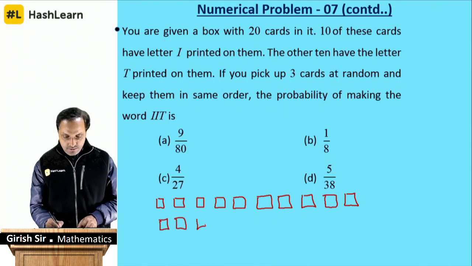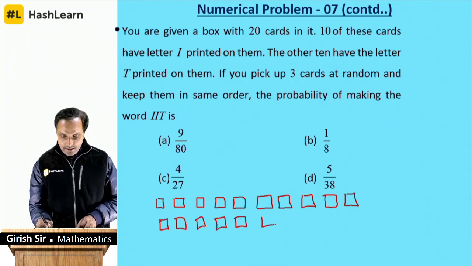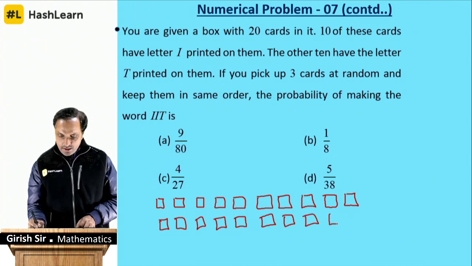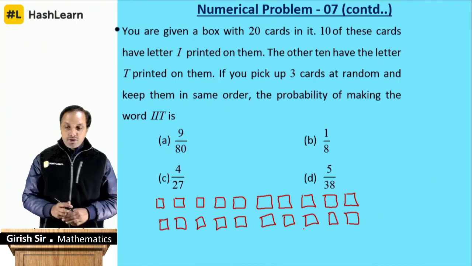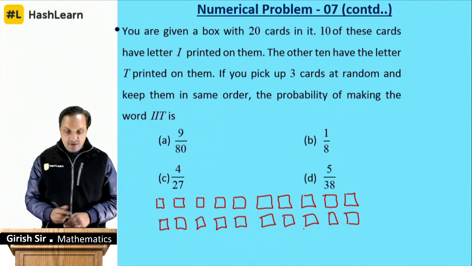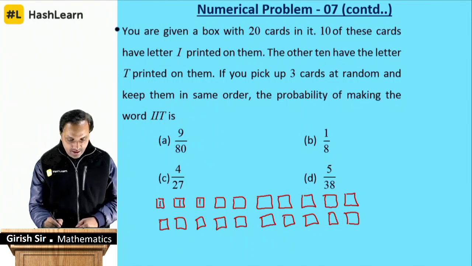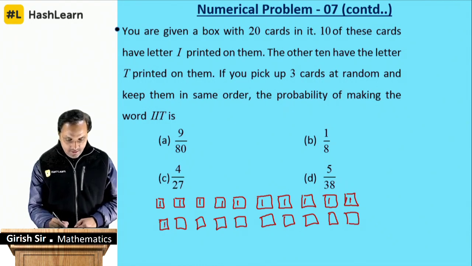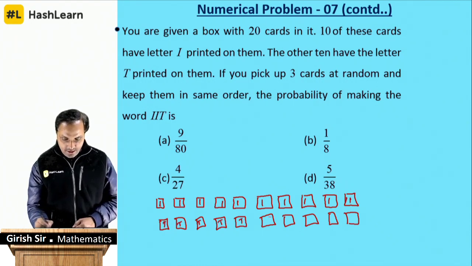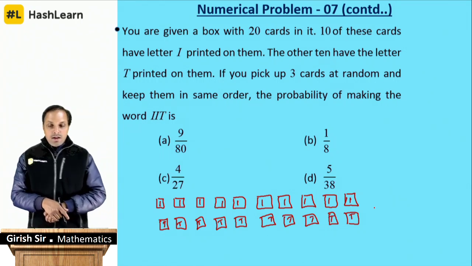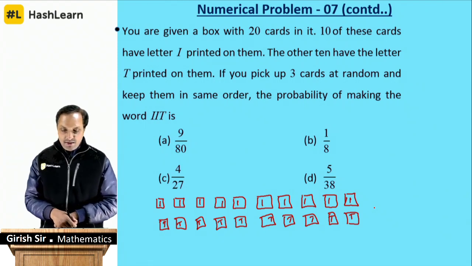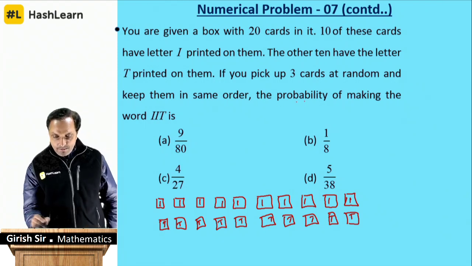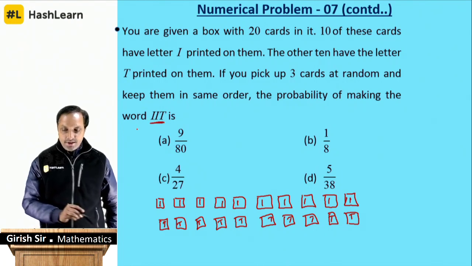1 2 3 4 5 6 7 8 9, and this is 10. So 10 of these cards are I. It is printed I, and this is T, printed T on them. If you pick 3 cards at random and keep them in the same order, the probability of making the word IIT.